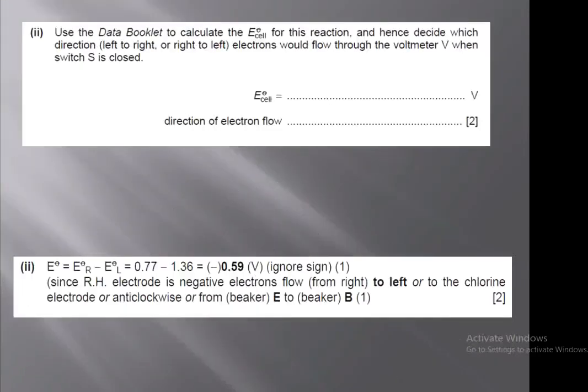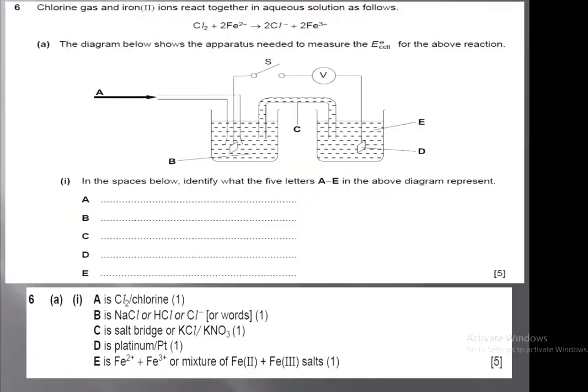In the second part, the examiner is asking: use the data booklet to calculate the E cell theta for this reaction and hence decide in which direction electrons would flow through the voltmeter when the switch is closed. So we have to calculate the E cell theta for this reaction. Our left hand side is chlorine and our right hand side is the iron 2 positive and iron 3 positive solution. You can go through your data booklet and see their electrode potentials.